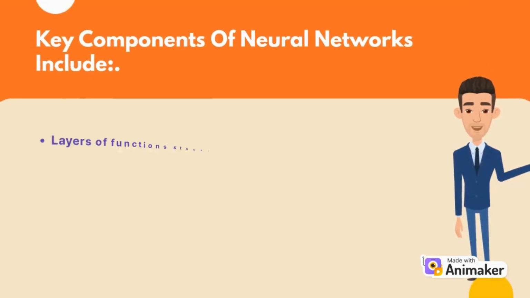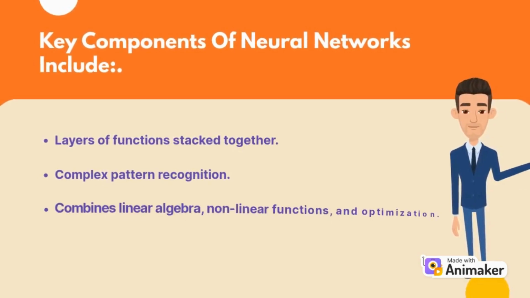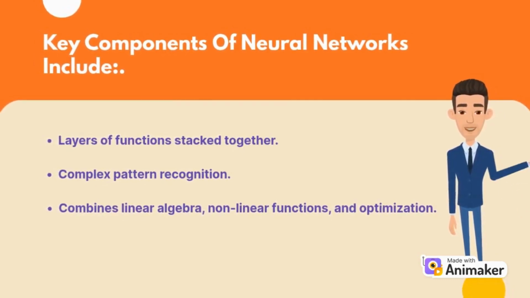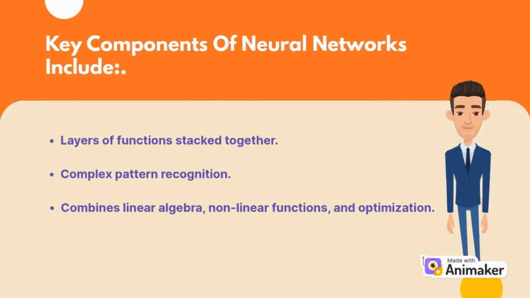Key components of neural networks include layers of functions stacked together. Complex pattern recognition combines linear algebra, nonlinear functions, and optimization.